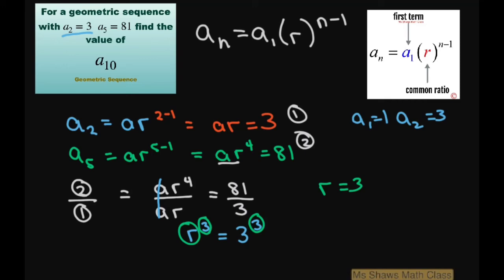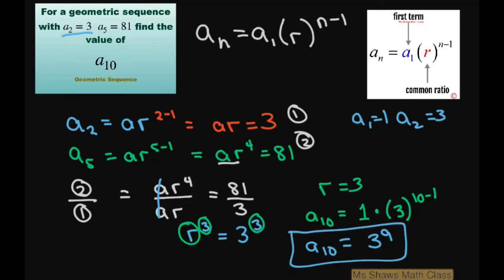Therefore, our 10th term equals your first term, which is 1, times your common ratio, which is 3, to the power of 10 minus 1. This is going to equal 3 to the power of 9. You can simplify that if you want, but I'll just leave it like that because that's a big number.